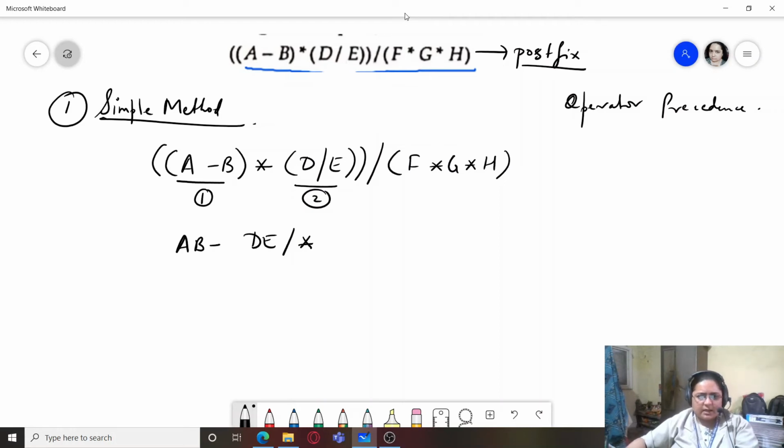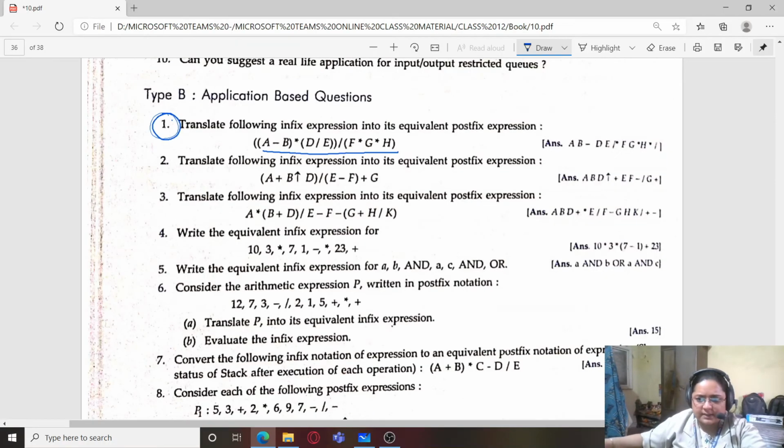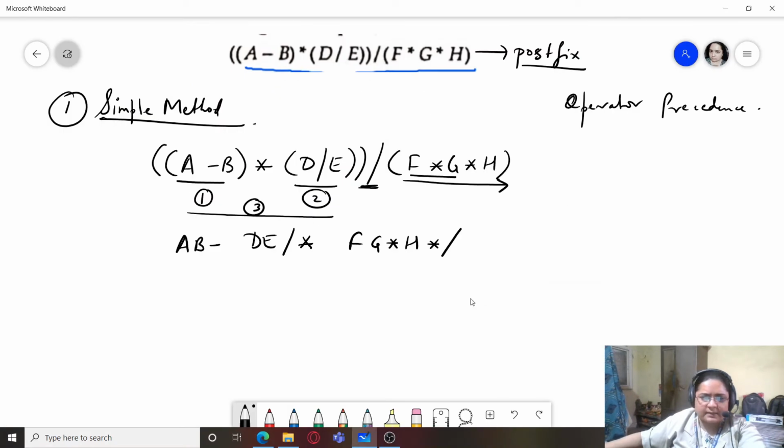Next, this part, the one which was inside the bracket, that is done. After the division, you can see there is another bracket. So we will follow the left to right associativity. First we will write FG followed by a multiplication, then H followed by multiplication, and then finally we have a division here. So after this statement we will be attaching the division sign. Let's check the answer, and yes, the answer is correct. So this was using the simple method.